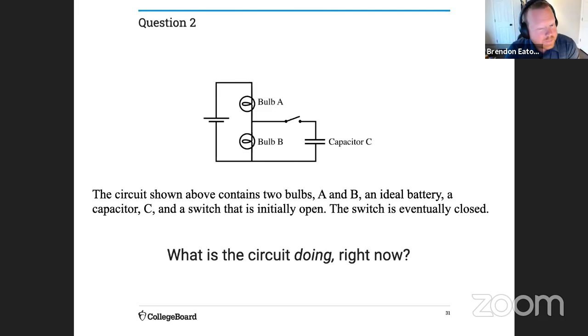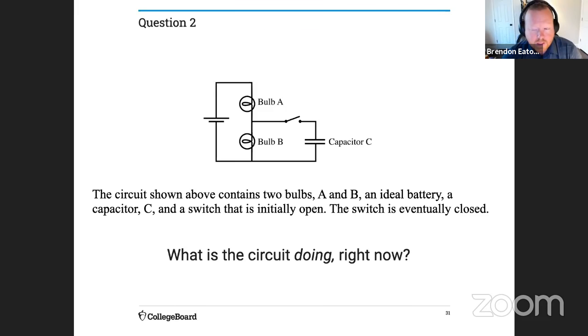Now, what's happening with the capacitor? Since there's a switch on that branch of the circuit that has the capacitor, hopefully you know that the capacitor is doing absolutely nothing. There's no complete circuit on that side of the branch. It's basically non-existent until you actually close the switch.